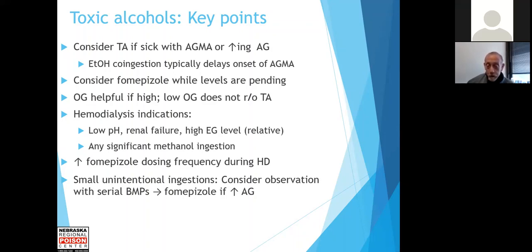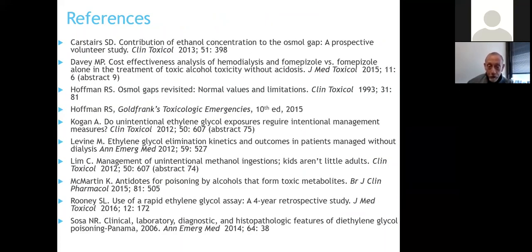Those patients with unintentional ingestions out of a secondary container, often they're being admitted for a brief overnight observation with serial labs to get a sense. Often they are going to turn out to be fine, but just to be sure they're getting their serial labs.